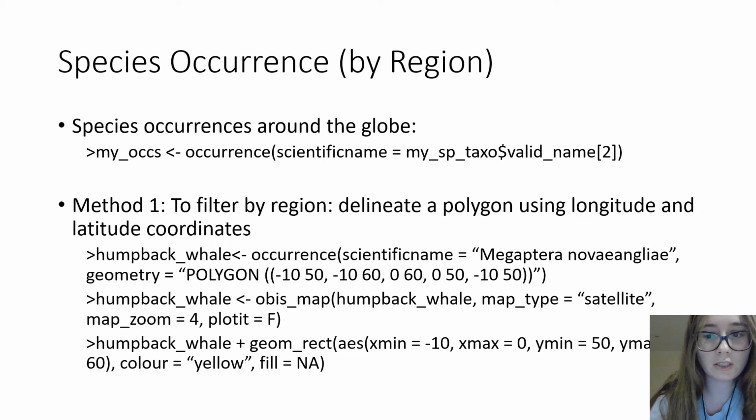So if we just want to find species occurrences around the globe in OBIS, we can use the first function that I've defined here, which is the occurrence function. And then we define the scientific name of the species that we're interested in.